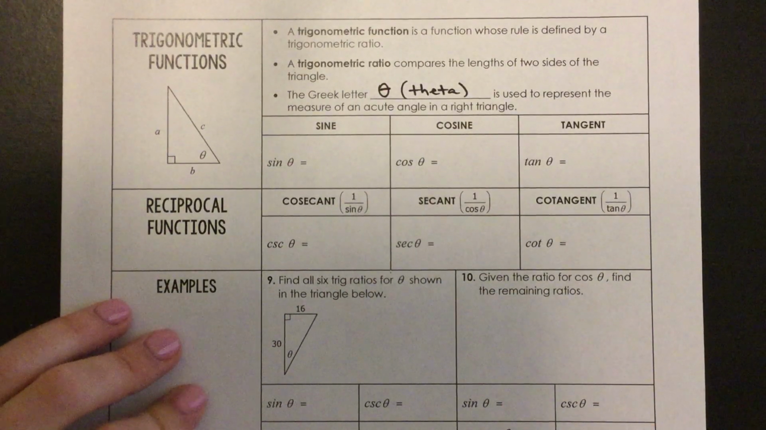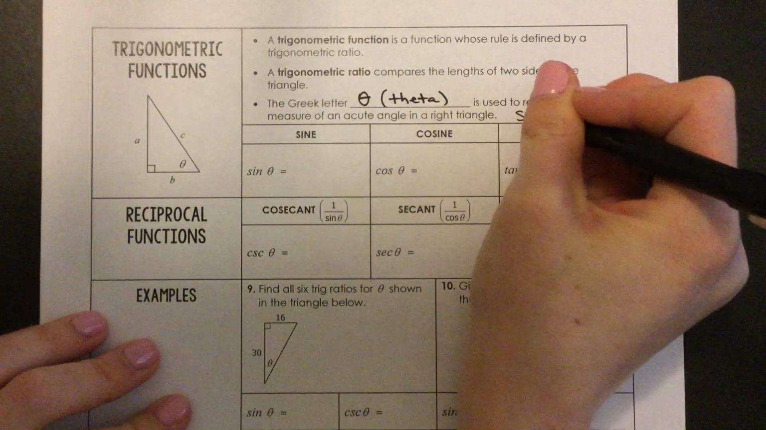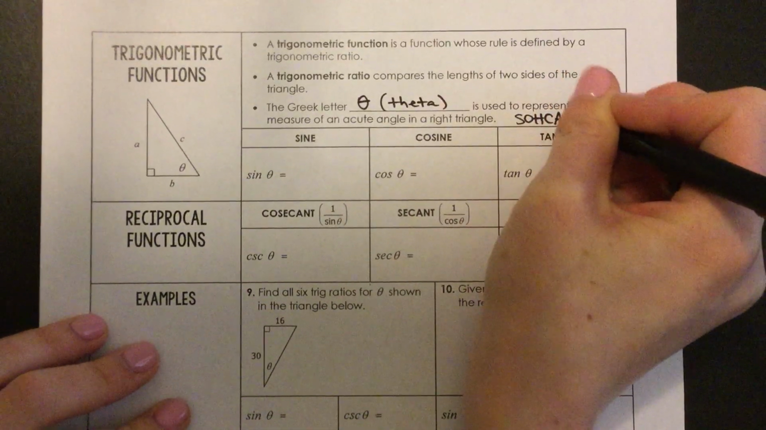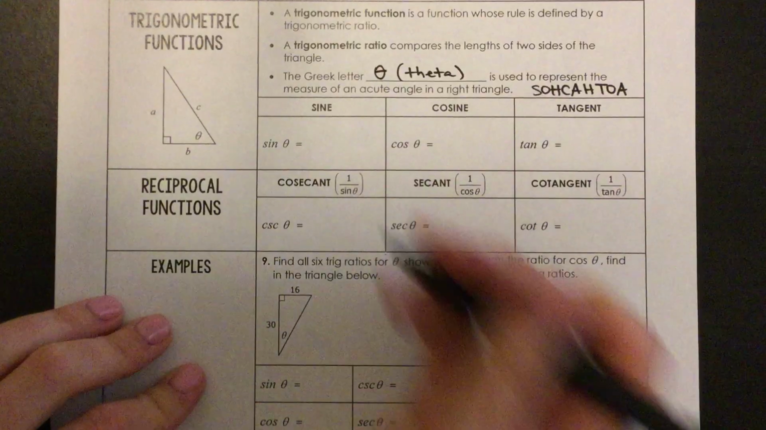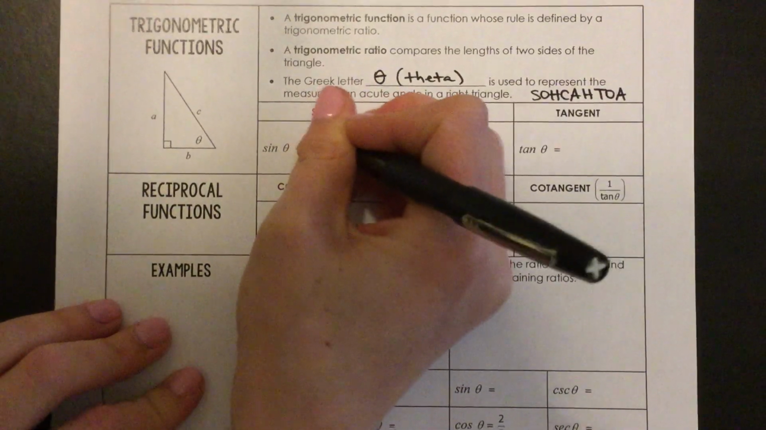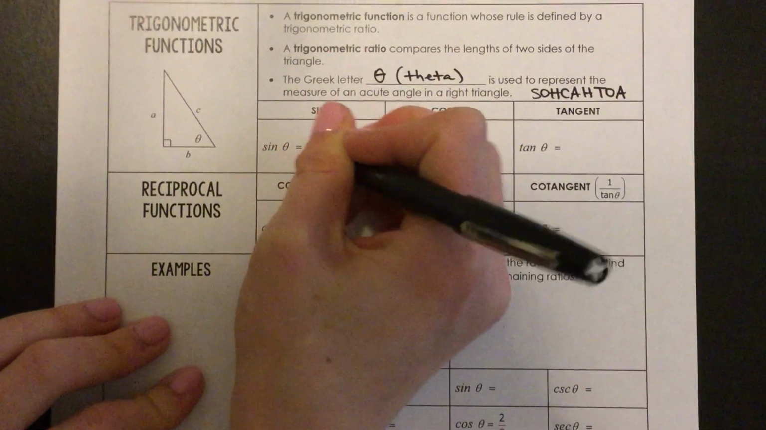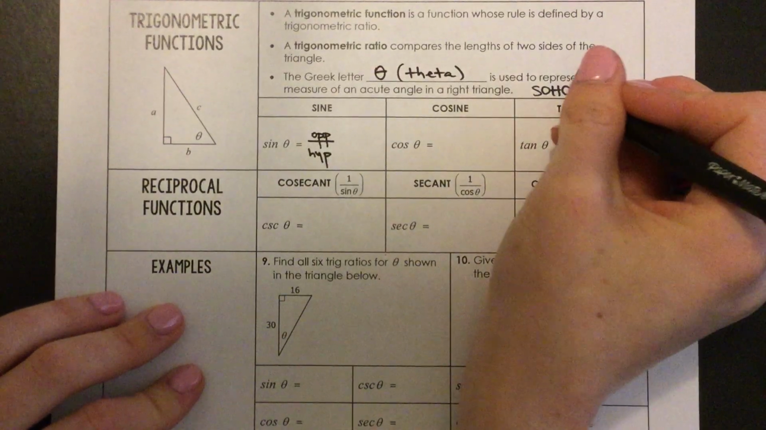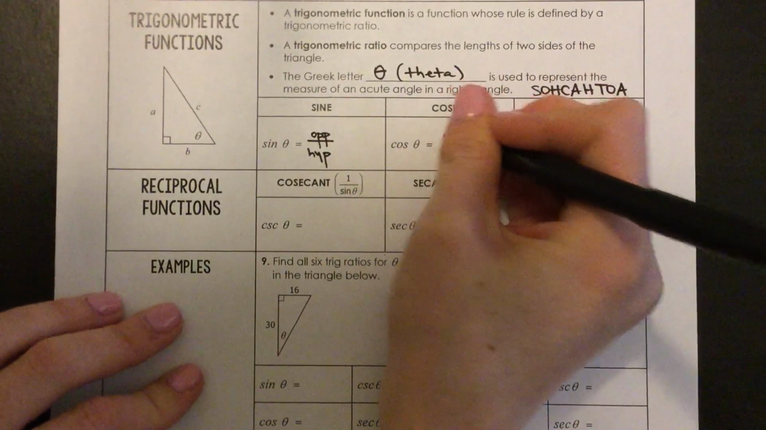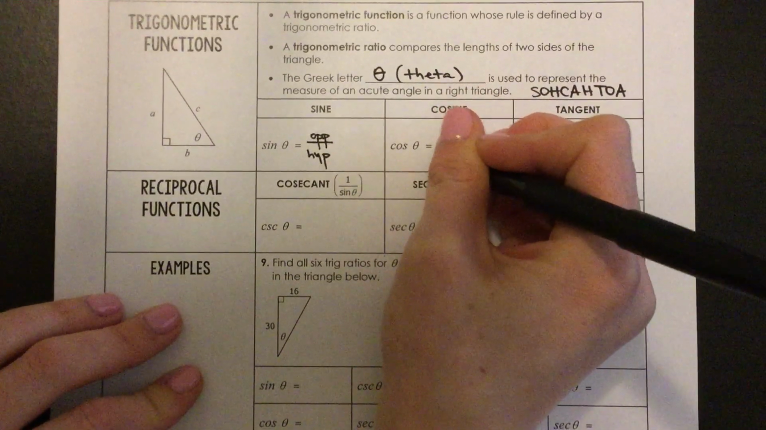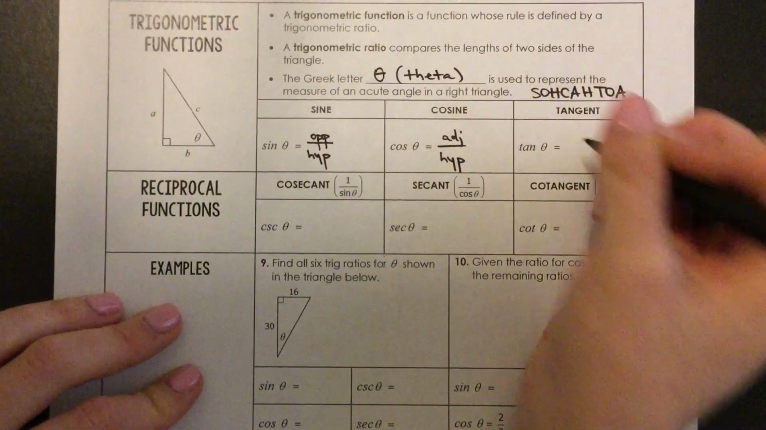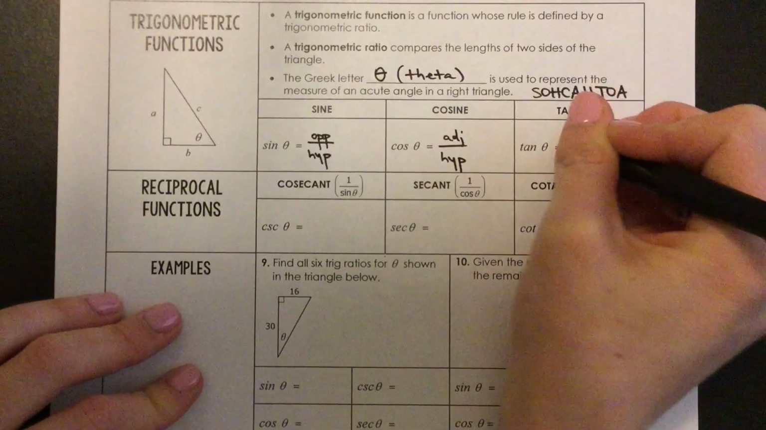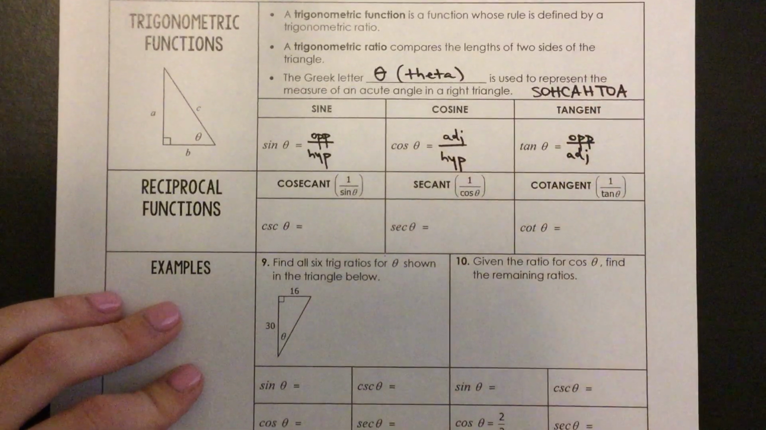Okay, so SOHCAHTOA I will write just as a reminder right here. I'm sure you guys did that in geometry. SOHCAHTOA helps us remember that sine is the opposite side over the hypotenuse. Cosine, so here's C for cosine, is the adjacent side over the hypotenuse. And tangent is the opposite side over the adjacent side. So just a quick reminder of those definitions.